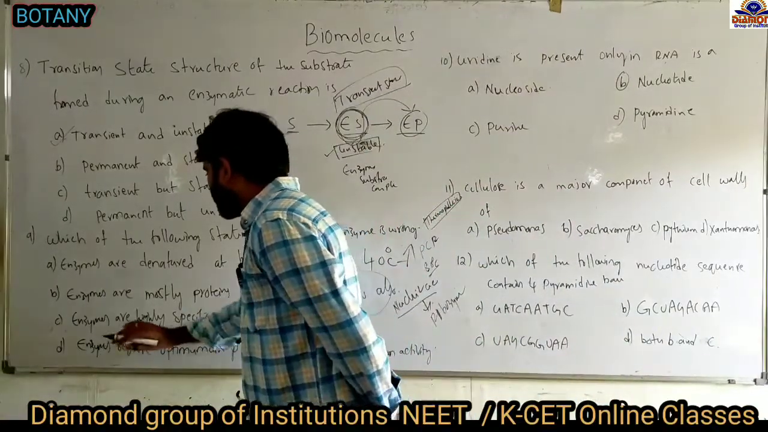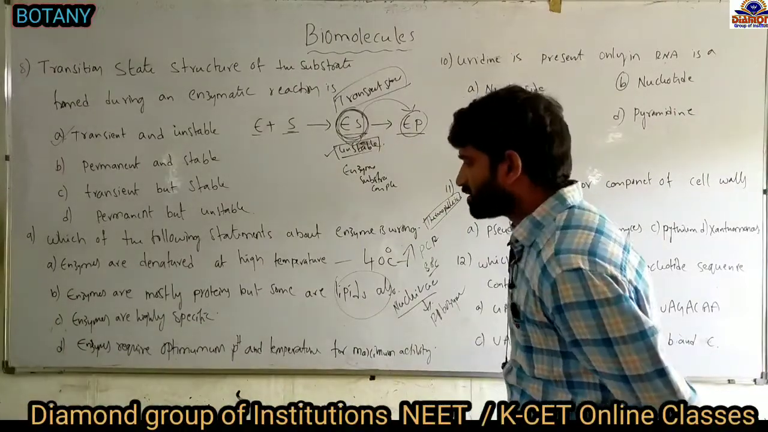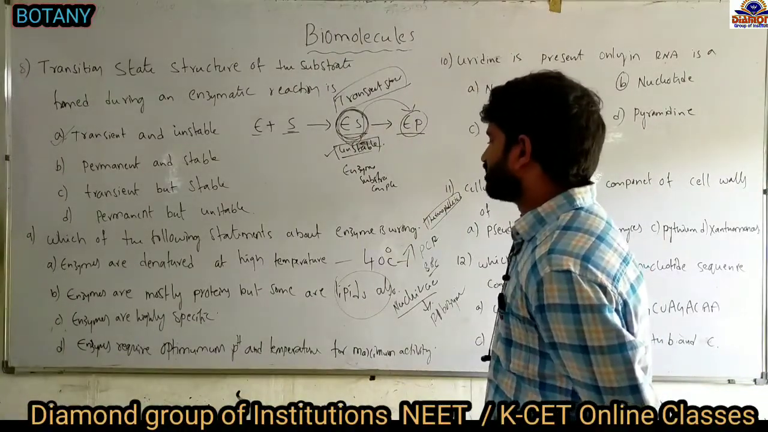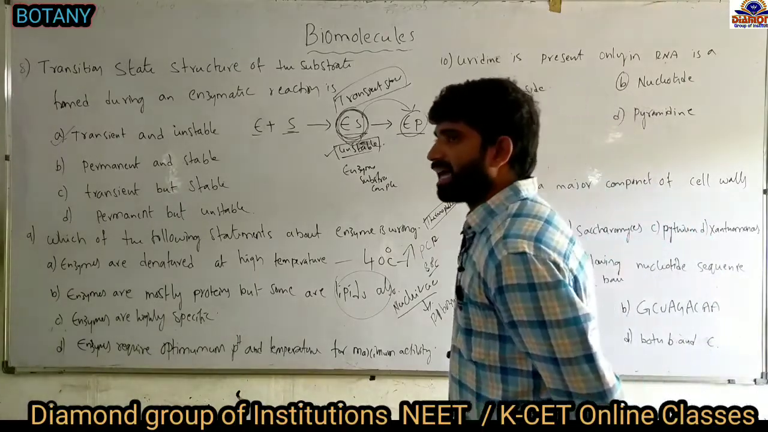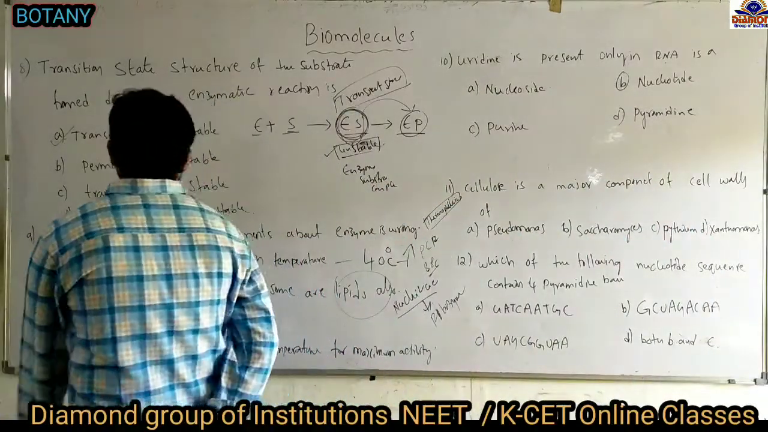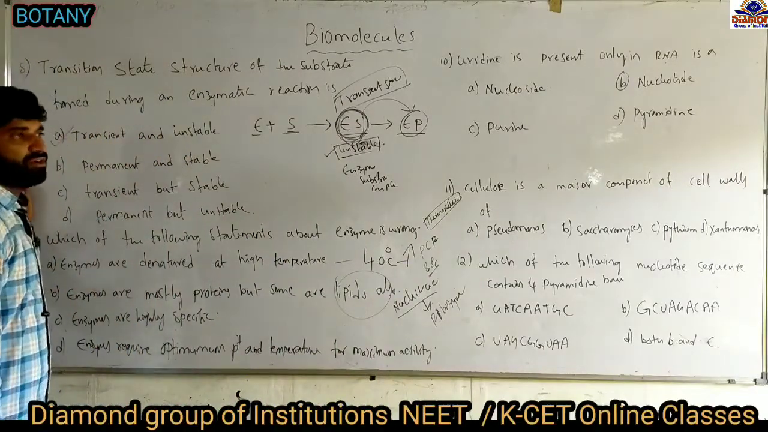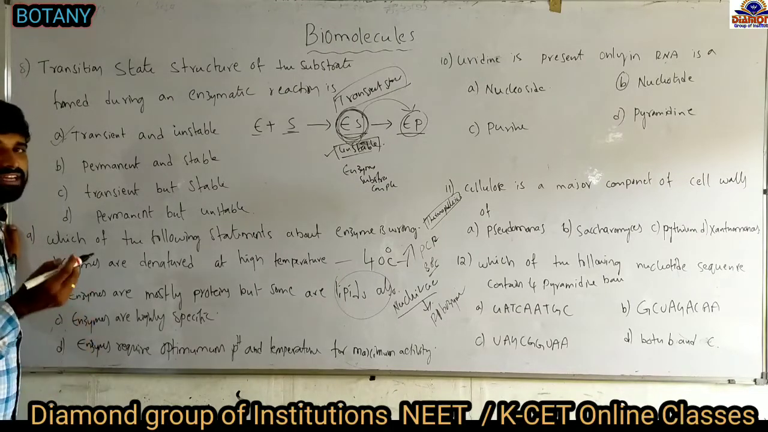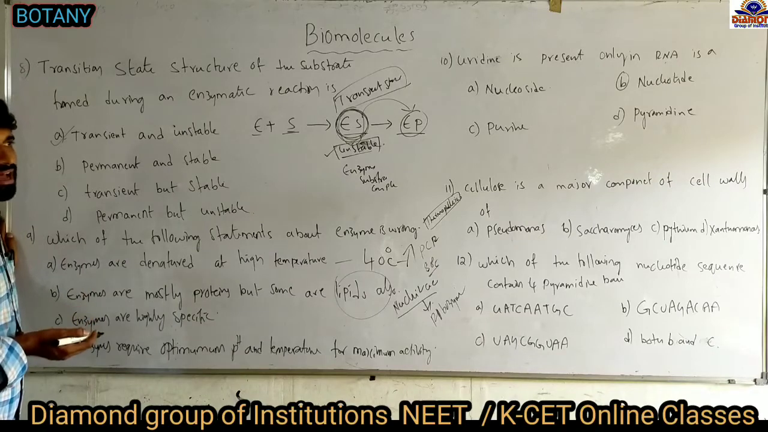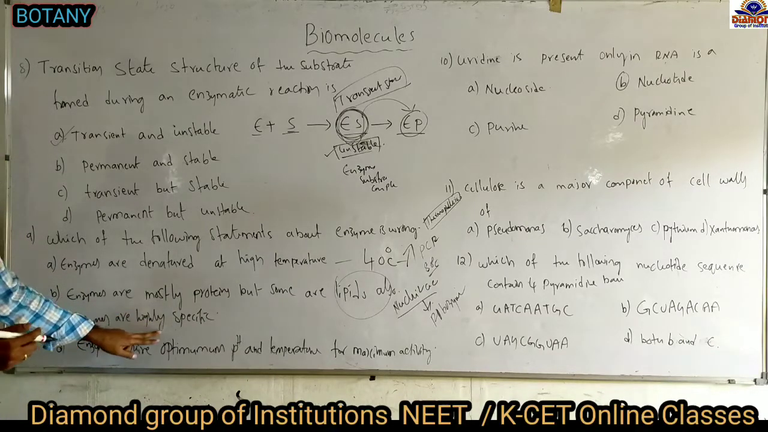And option C, enzymes are highly specific. Yes, enzymes are highly specific. And option D, enzymes require optimum pH and temperature for maximum activity. The activity of the enzyme depends upon the temperature and also the pH value. If there is any change in the pH value and the temperature in the environment, the activity of the enzyme will change, or the activity of the enzyme will be prevented. So enzymes are highly specific.